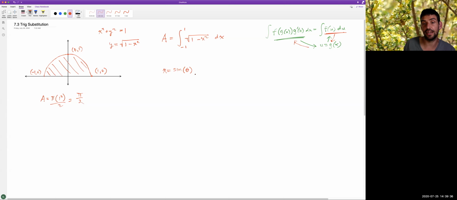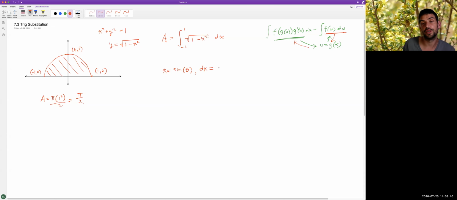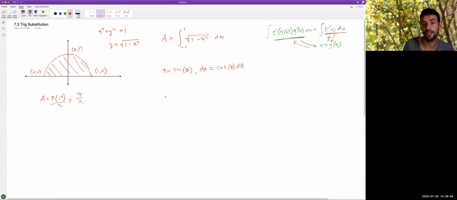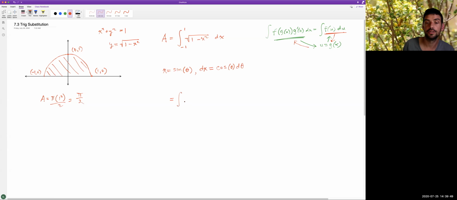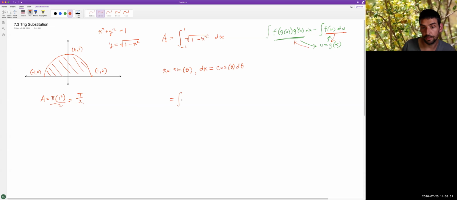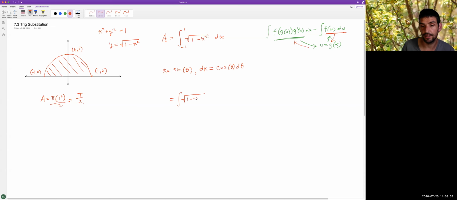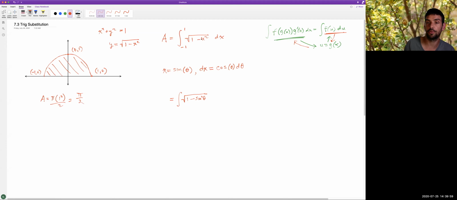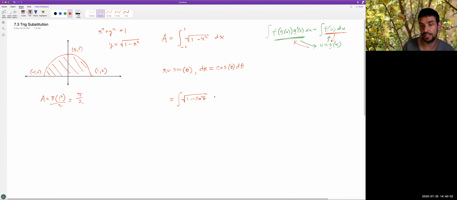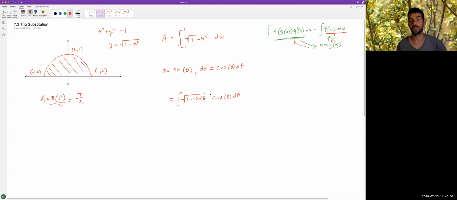So if this is the case, if x is equal to sine of theta, then we'll get that dx is equal to cosine of theta d theta. And this integral becomes, let's see what we'll get. We'll have 1 minus sine squared theta, right? Substituting where x was, I'm putting in sine of theta. And then where dx is, I'm getting cosine of theta d theta, okay?